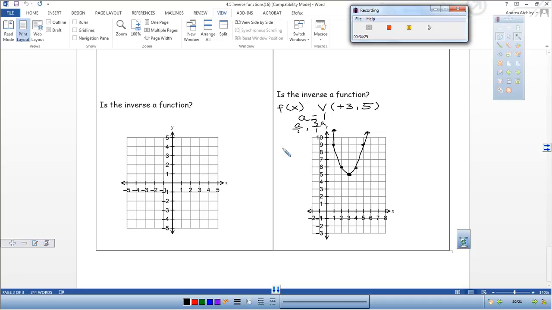Okay? Again, I'm going to write my ordered pairs. So when x is 1, y is 9. When x is 2, y is 6. When x is 3, y is 5. When x is 4, y is 6. And then when x is 5, y is 9.